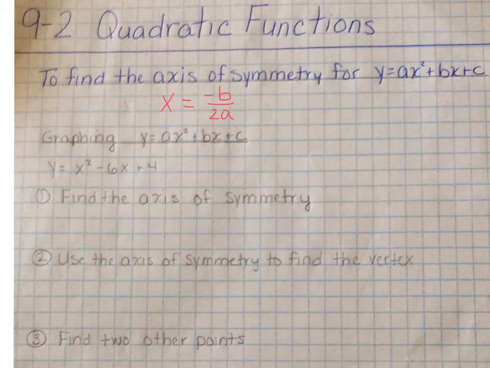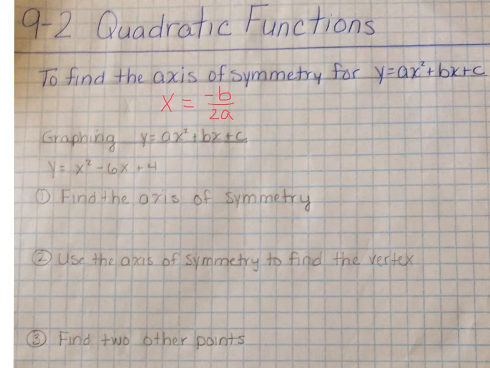Now, last time we learned how to graph y equals ax squared, and we learned how to graph y equals ax squared plus c. Today we're going to have y equals ax squared plus bx plus c. So we have the middle term now, and that changes how we go about graphing this. Without knowing the axis of symmetry and the vertex, it is difficult to graph a quadratic function. So we're going to start by graphing the quadratic function y equals x squared minus 6x plus 4.